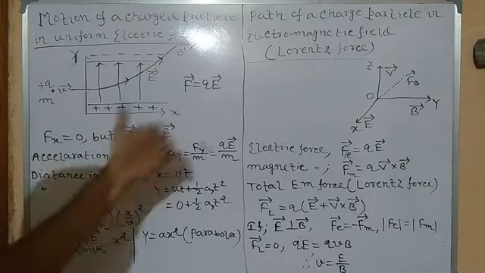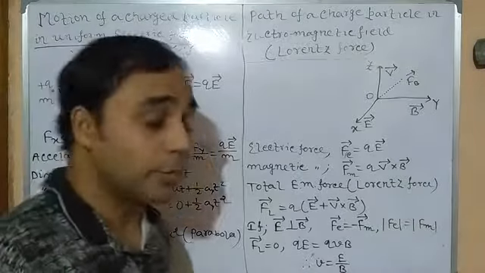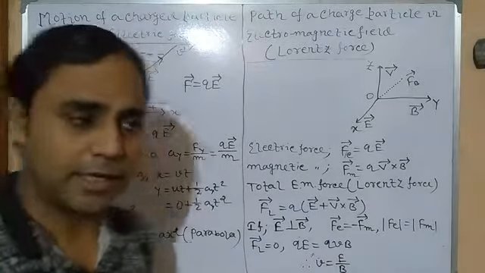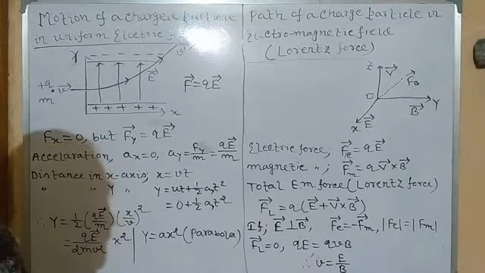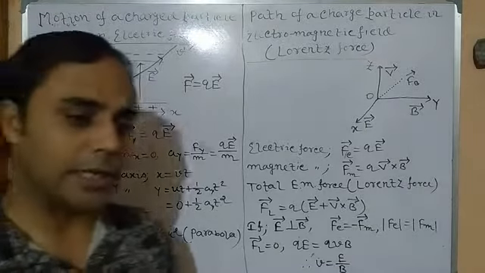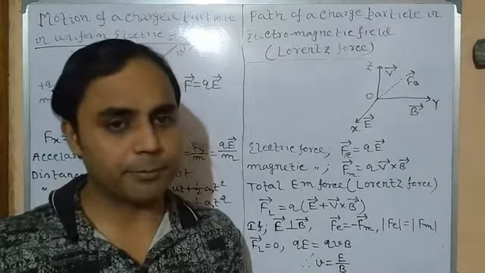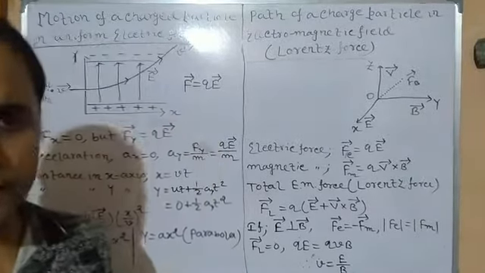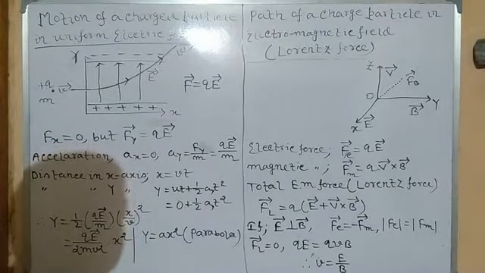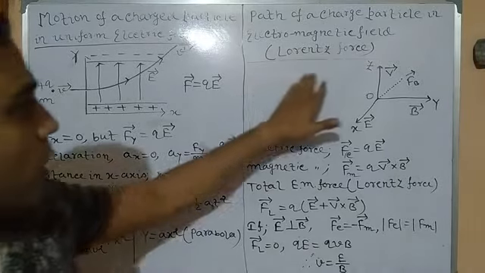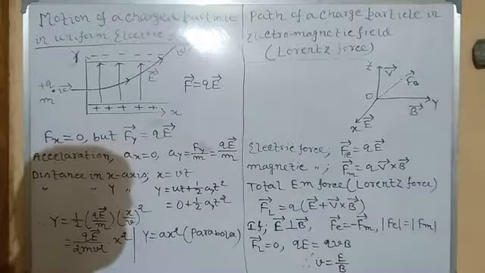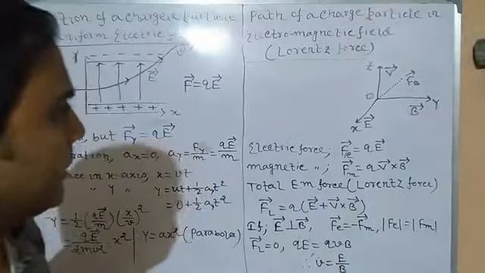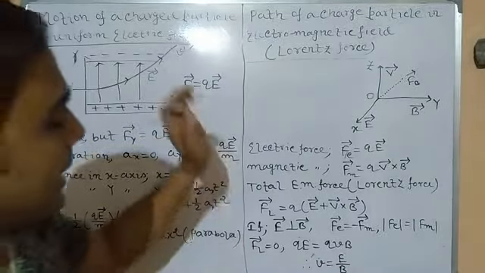Very easy. Moving on to what will happen if a charged particle is placed in an electromagnetic field. It means a field where both electric and magnetic fields are present, just like light, which we all know is an electromagnetic wave. This gives what is also called the Lorentz force. So let's see.